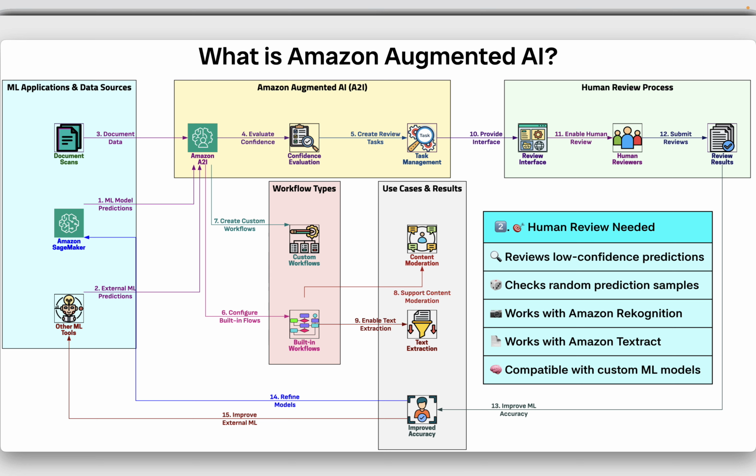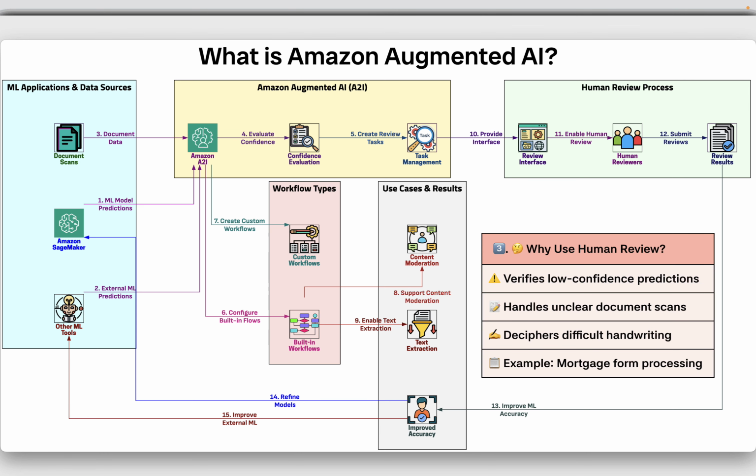Human review needed. So when you use AI applications like Amazon Rekognition, Amazon Textract, or your own machine learning models, Amazon Augmented AI helps you get humans to check predictions that the AI is not very sure about, or to check a random selection of predictions.